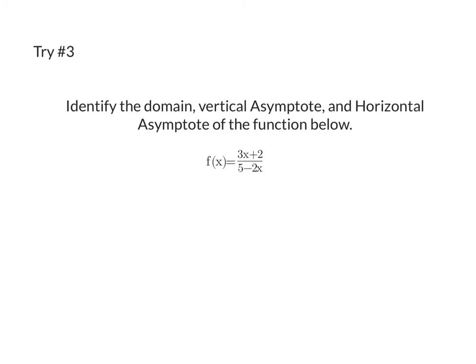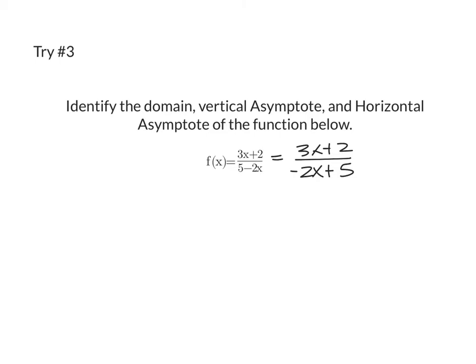So the first thing you should do if you're faced with something like this is rewrite each polynomial of the numerator and denominator in standard form so that you won't make mistakes. For example, 3x plus 2 is fine, but it should be negative 2x plus 5 for the denominator. Otherwise, we may mistake our horizontal asymptote as another number.